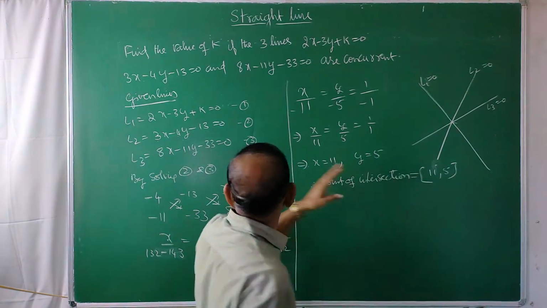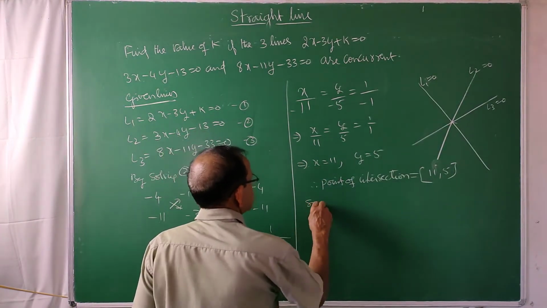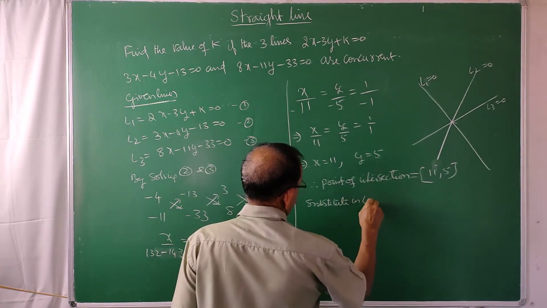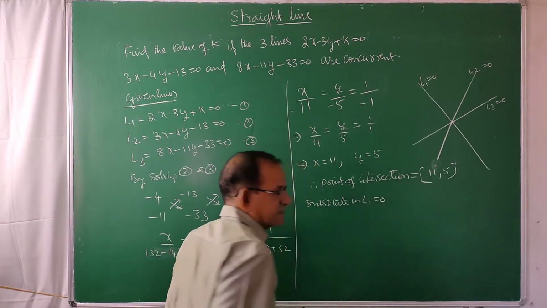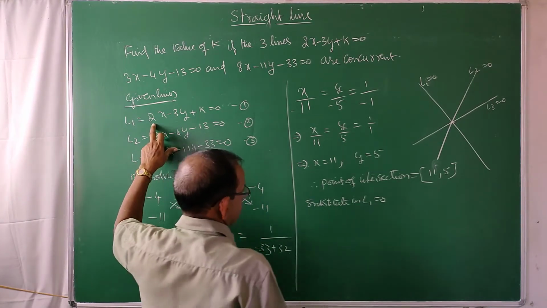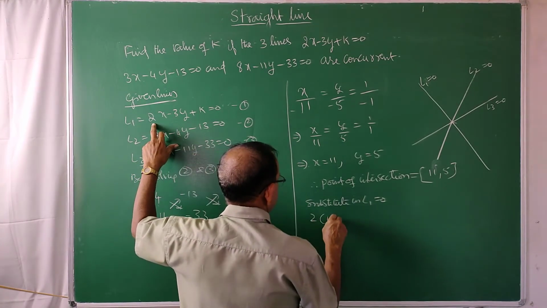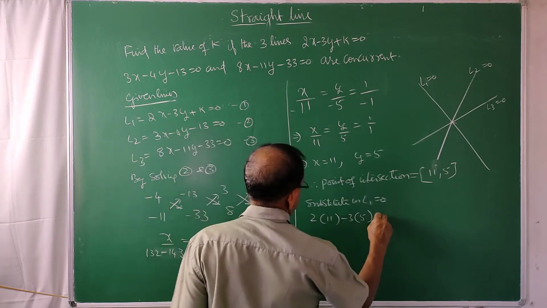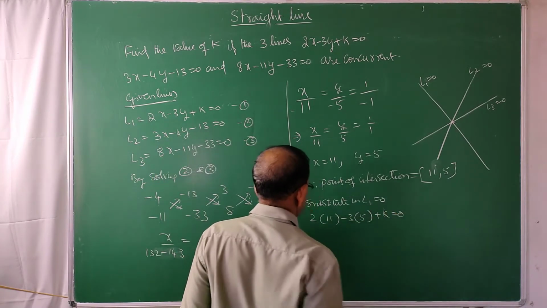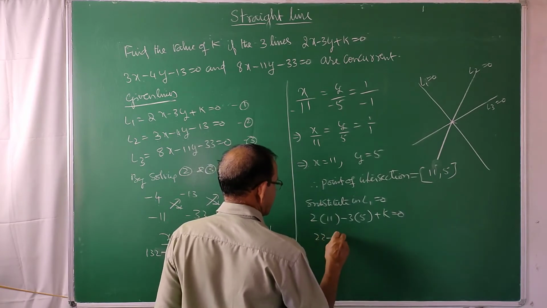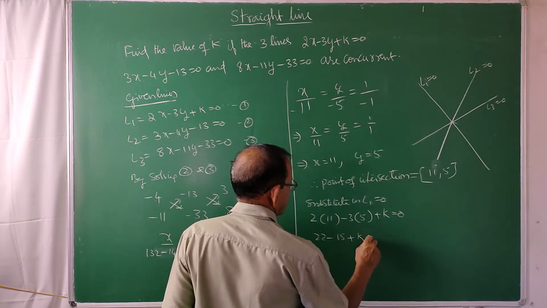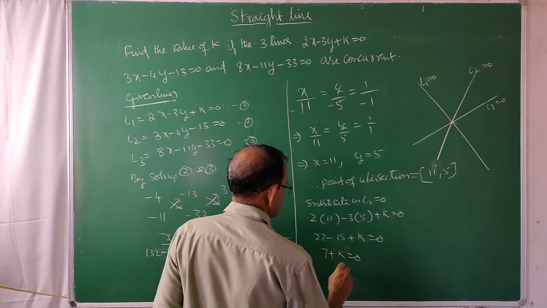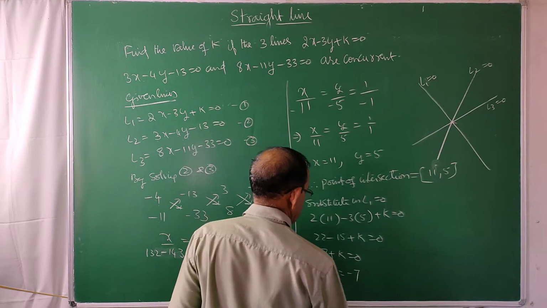Substitute this in L1 is equal to 0, this point for x and y. 2x, 2 into 11, minus 3y, minus 3 into 5, plus k is equal to 0. So 22 minus 15 plus k is equal to 0. 22 minus 15 is 7, plus k is equal to 0. So k is equal to minus 7.